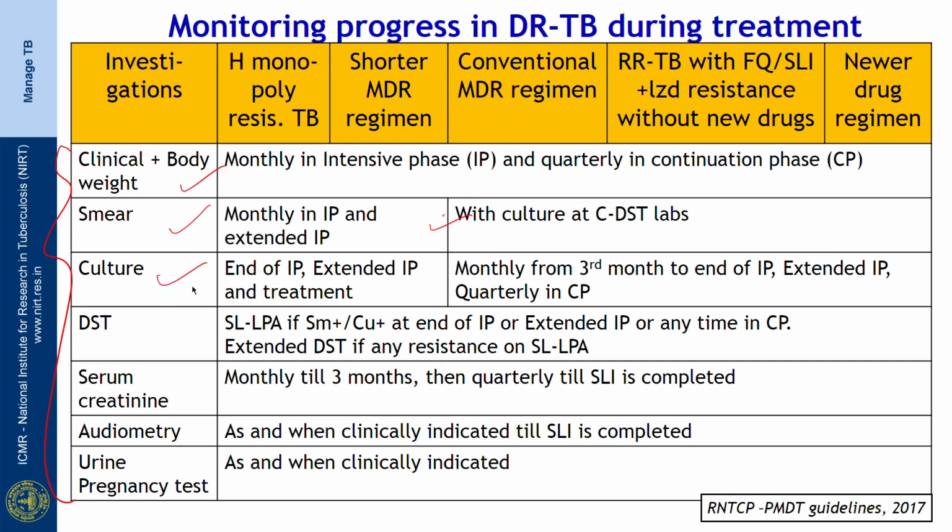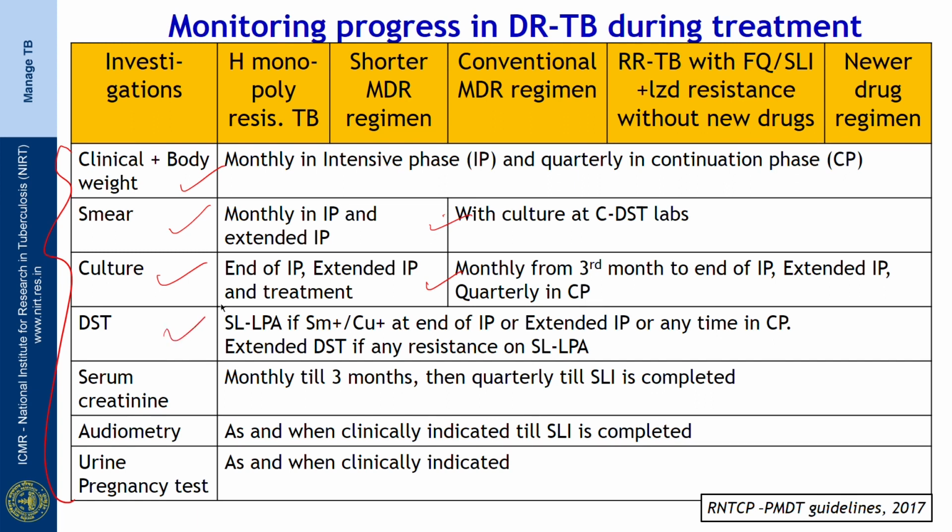And culture has to be done at the end of IP and extended IP and treatment for H mono resistant TB and shorter MDR-TB regimens, while for the other regimens it is monthly from the 3rd month to the end of intensive phase, extended intensive phase, and quarterly in the continuation phase.